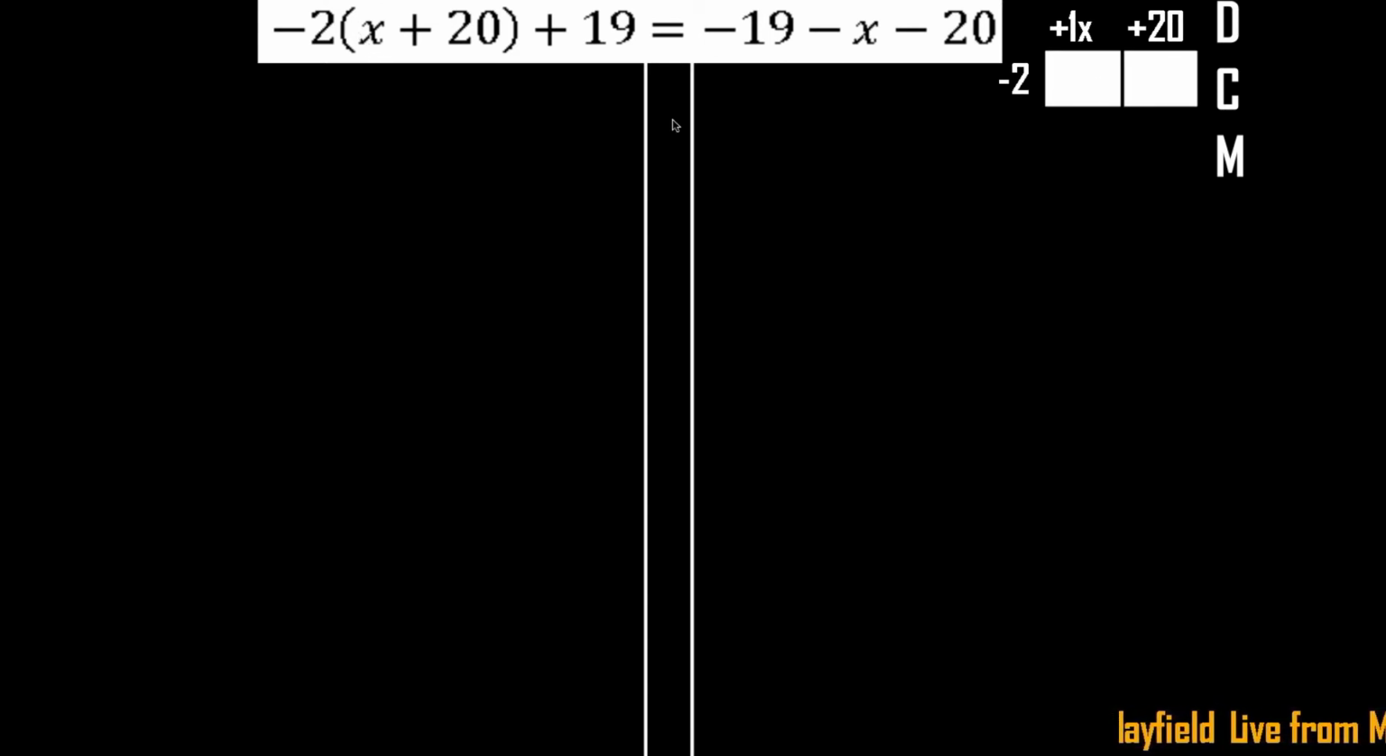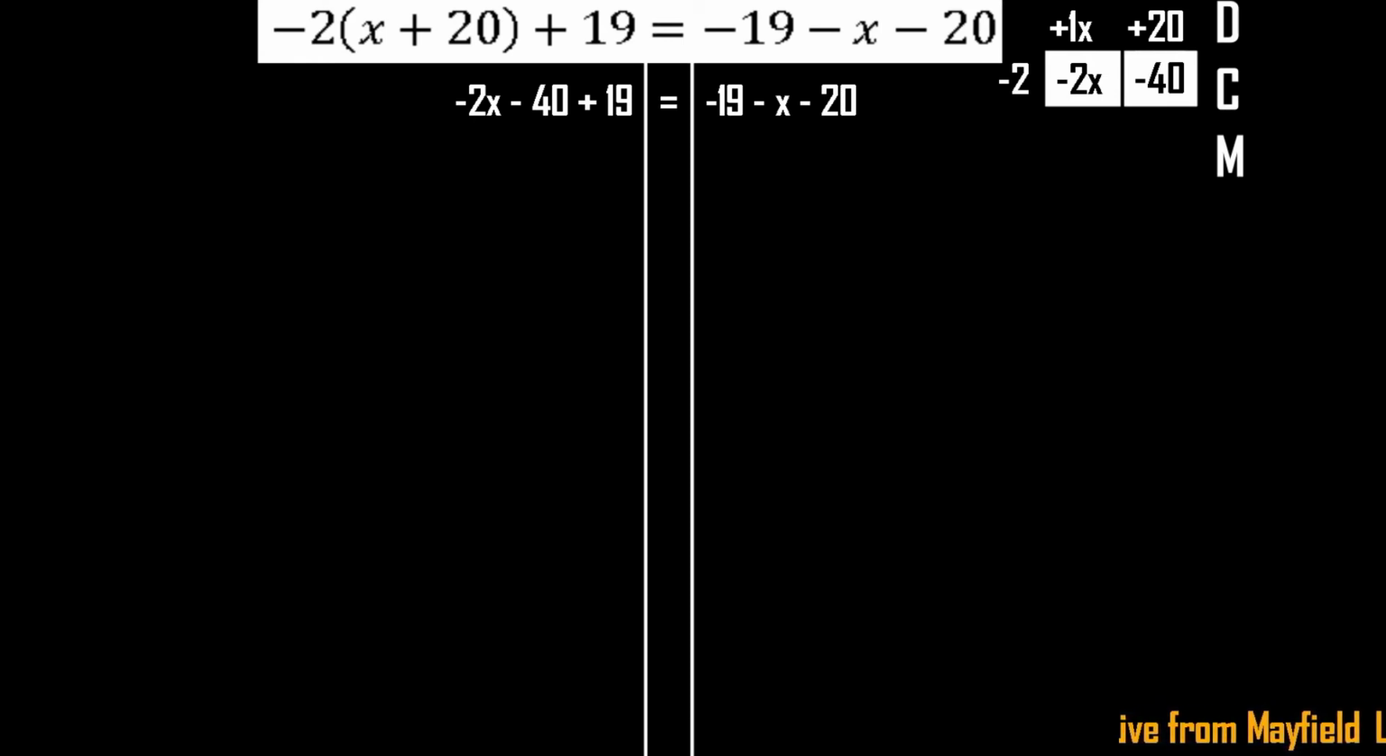So we do -2 times our positive 1x is going to be -2x. And we do -2 times a positive 20 is a -40. So we can write that right below where we had it. Again, we can work on one side of the equation. So I'm going to highlight those constant terms. So I'm going to say, all right, our -40 and our positive 19, those are the same, along with a -19 and a -20.